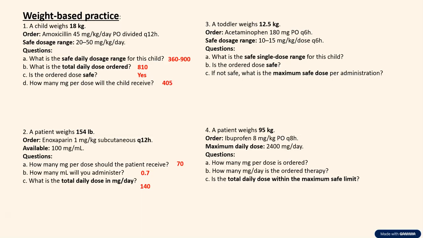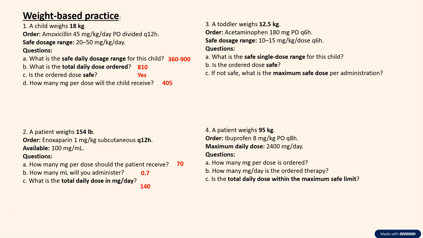This is a toddler who weighs 12.5 kilograms. They have an order for acetaminophen. The safe dosage range is 10 to 15 milligrams per kilogram per dose every 6 hours. The question is asking, what is the safe dose range for this child? The first question to ask yourself, what is the question asking for me? It's asking about a single dose range.